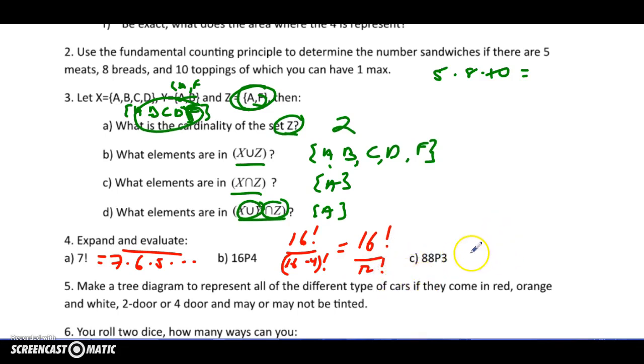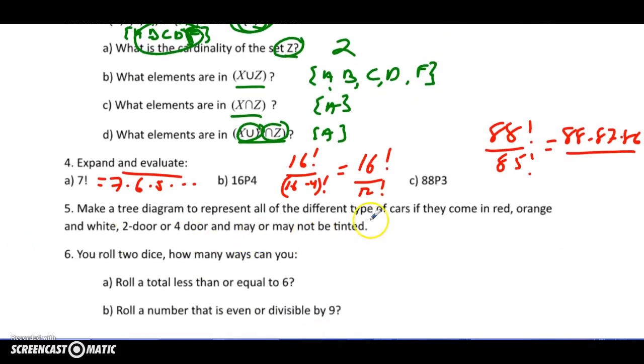Okay, on a calculator. This one here, you can't do on a calculator. That's the whole point. You would go 88 over 88 minus 3 is 85 factorial. And what that turns out to be is 88 times 87 times 86, and then that's times 85 factorial, which cancels out with this. So just put this in a calculator and figure out what that is.